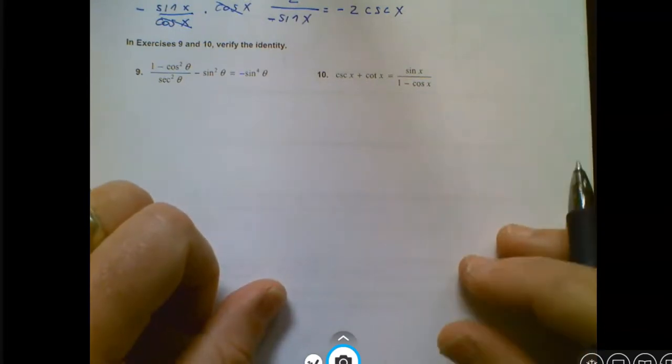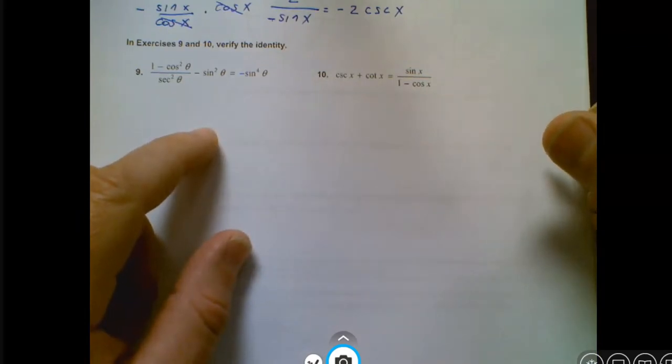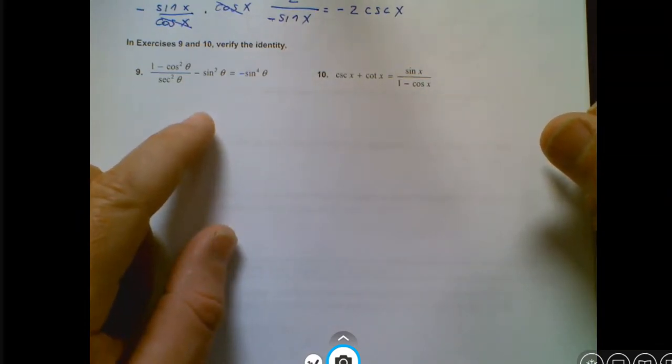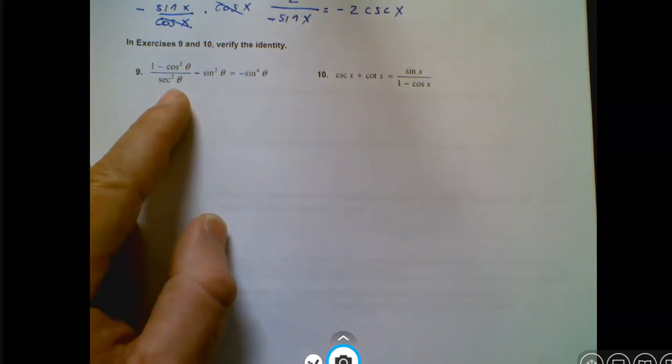So let me take you down to this last portion, which is verifying an identity. All that means is we need to take one side of this and make it look like the other side. As a general rule of thumb, when you verify an identity, we are looking to pick the side that looks more complex and simplify it to look like the side that is simpler. So we want to go from complex to simple. So which one of these would we say looks more complex than the other? So I would probably say that left side looks more complex than this one. So let's see if we can simplify this to make it look like negative sine to the fourth.